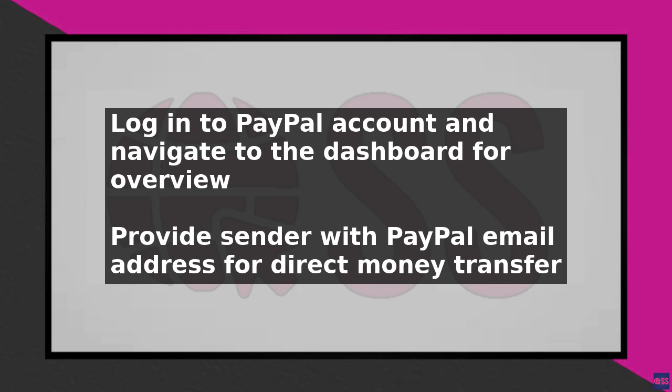Once you have provided the sender with your PayPal email address, they can send you money directly to your account. You will receive an email notification from PayPal when the payment is made. To accept the payment, log into your account and navigate to the Payments section. Here you will see a list of pending payments. Click on the payment you want to accept and follow the prompts to complete the transaction.